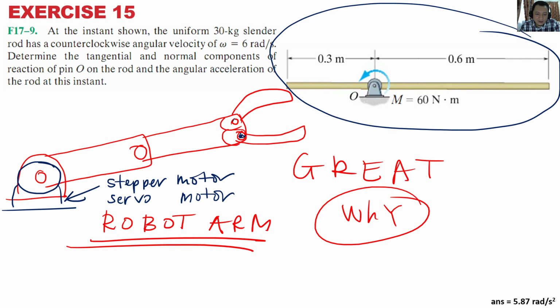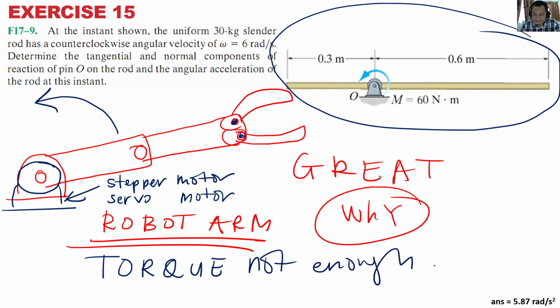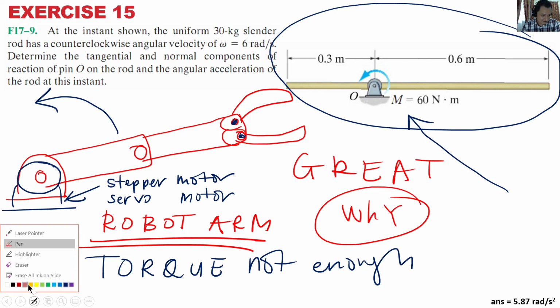So don't come to me later on when you design your final year project. Your motor cannot rotate your arm. Cannot rotate. Why? There's not enough torque. Torque not enough. Why not enough? You do not calculate it properly. So this is why we learn this chapter. You'll be using a lot of information from here in your final year projects. So some calculation like this, you need to really understand.